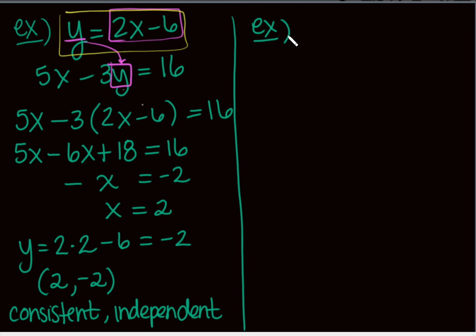Sorry for the pause. Let me see. How about this one? x minus 2y equals 3, and 2x equals 4y plus 6. Okay, so I want to do substitution again.